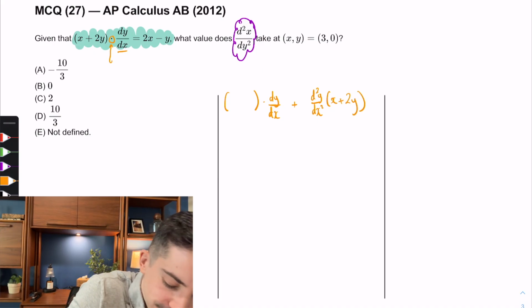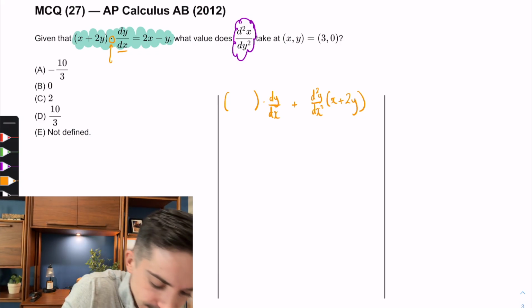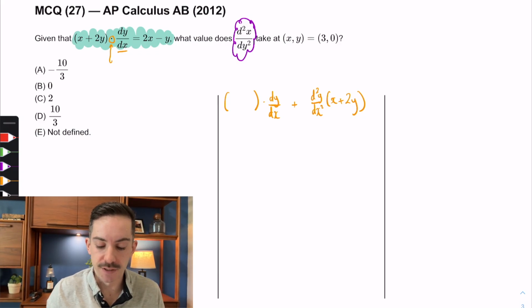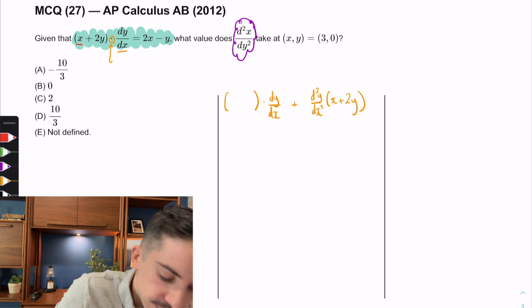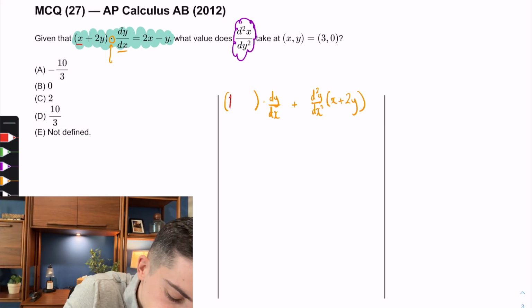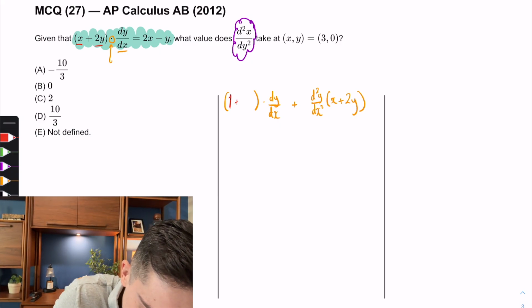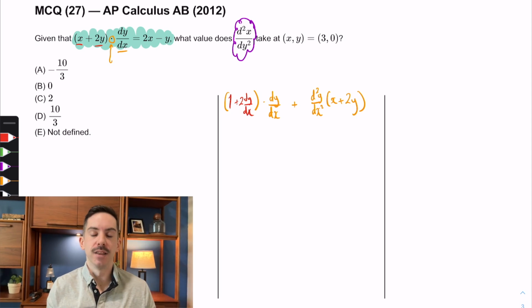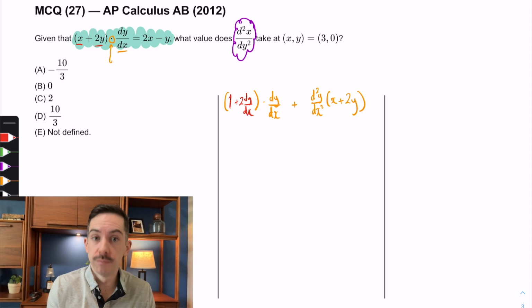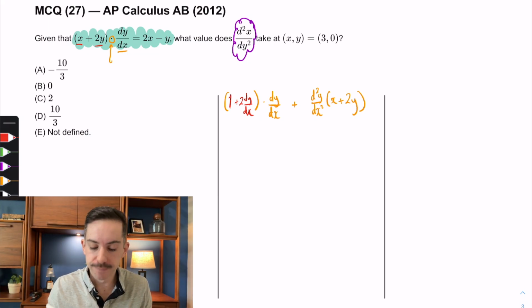So I didn't take the derivative of the first factor, I just left a placeholder for it. So let's actually calculate that derivative now. The derivative of x is just going to be 1. The derivative of 2y is just going to be 2 dy by dx. So that is the result of applying the product rule via implicit differentiation to that left-hand side.